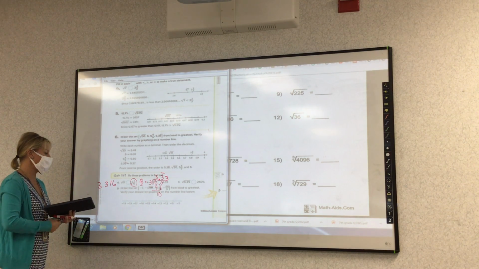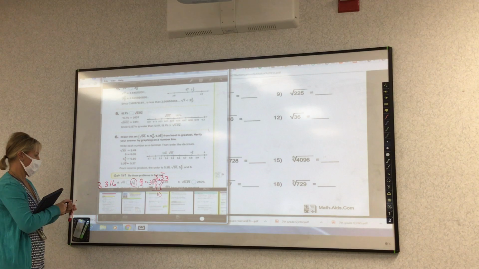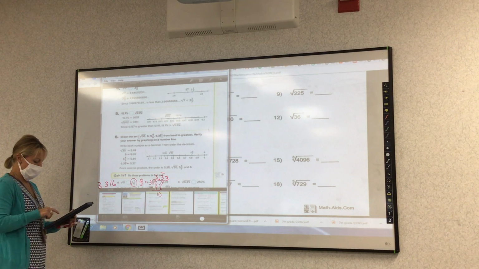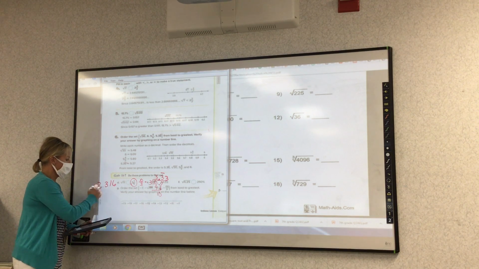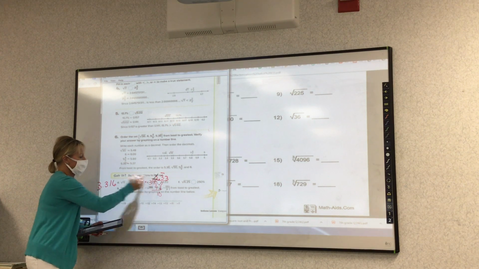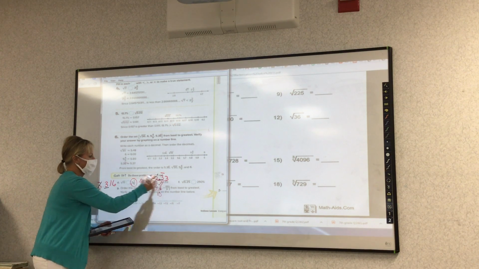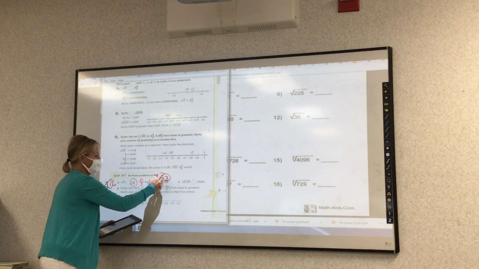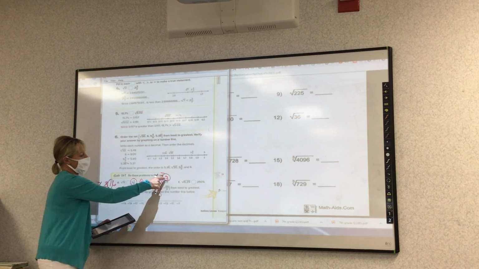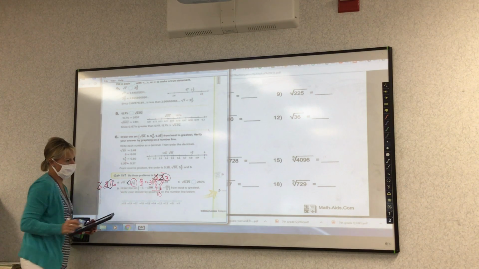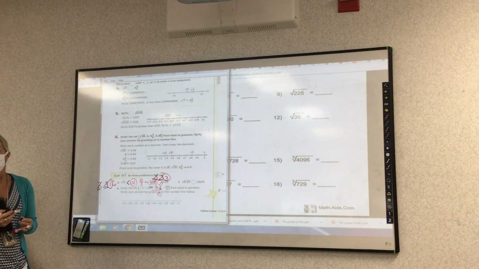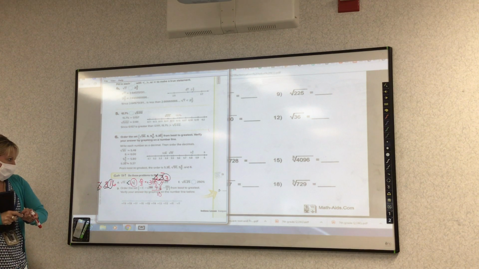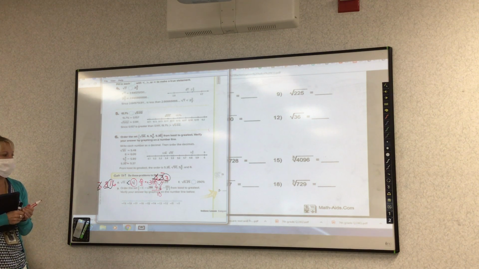So now I'm going to look, and I'm going to see that my ones places are the same. Tenths places are the same. But the hundredths places are different. And 1 is less than 3. Good job.